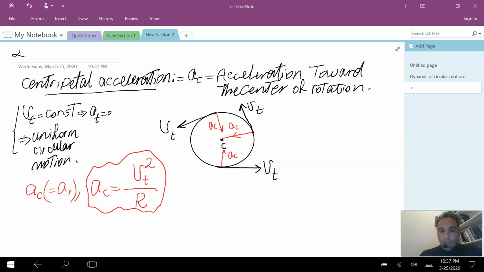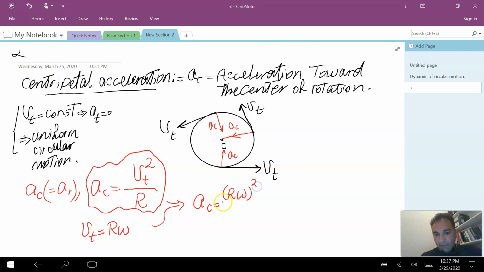So what can we find also? We know that Vt is equal to what? R omega, correct? Now if I substitute here, guys, I can also find this equation that AC is, instead of Vt, I'm going to put R omega.